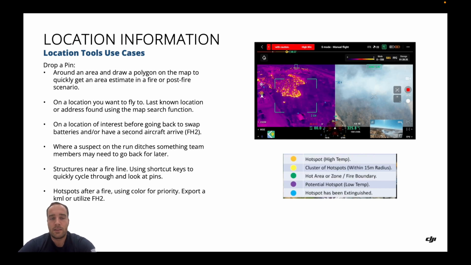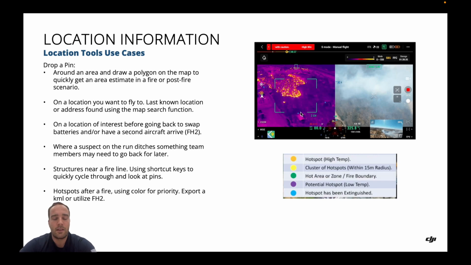We've seen incidents where a suspect on the run may ditch something, team members want to go back for that later, but they need to keep following the suspect with the drone. So dropping a pin there and continuing on can be quite useful as well. See the image here on the top right where we have structures near a fire line, all three of those marked with pins. You can use those shortcut keys to cycle through them.